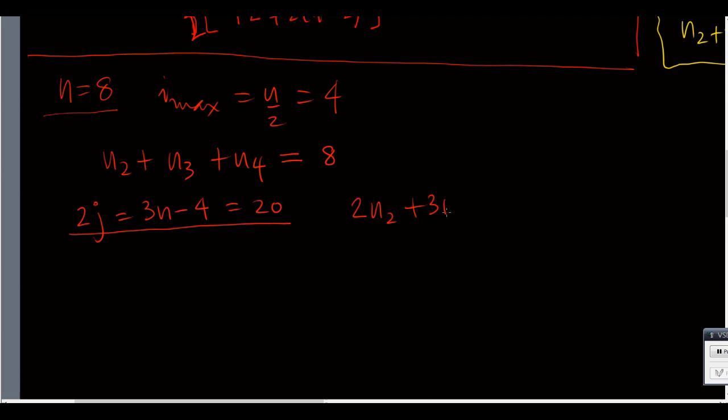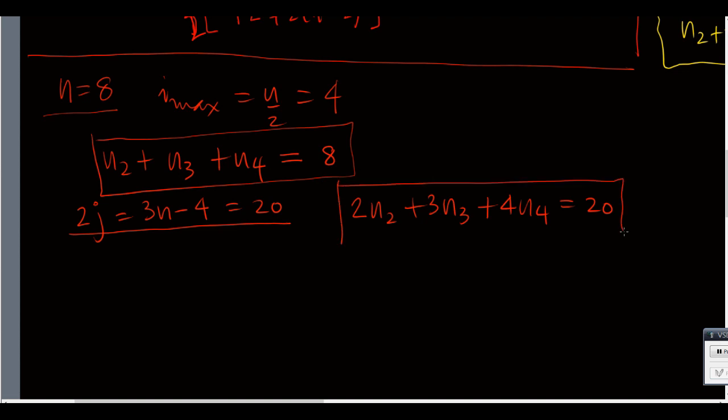This means 2n2 plus 3n3 plus 4n4 is equal to 20. And n2 plus n3 plus n4 is 8. Now you see that I have two equations in three unknowns, and so you may think that there are infinitely many solutions, but in fact there aren't. That is because n2, n3 and n4 are non-negative integers, and n2 is at least 4. So let us try n2 is equal to 4.